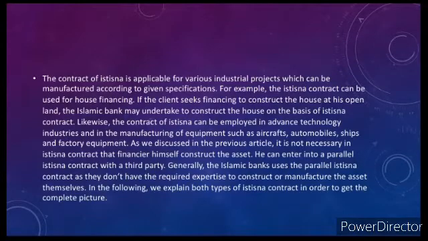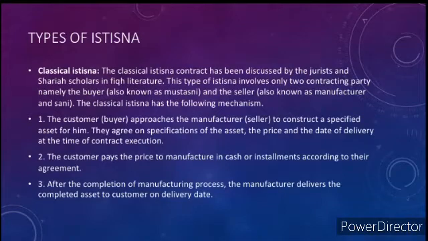The types of istisna contract. The first one is classical istisna or normal istisna. The classical istisna contract has been discussed by the jurists and Sharia scholars in fiqh literature. This type of istisna involves only two contracting parties, namely the buyer, also known as the mustasni, and the seller, also known as the manufacturer or sani.